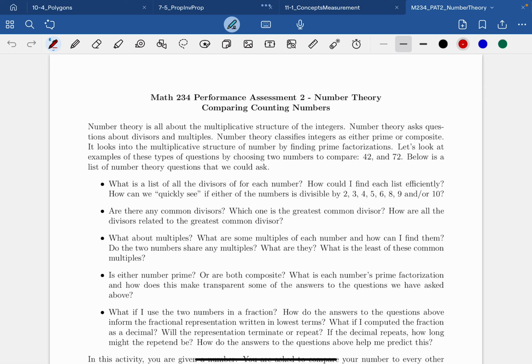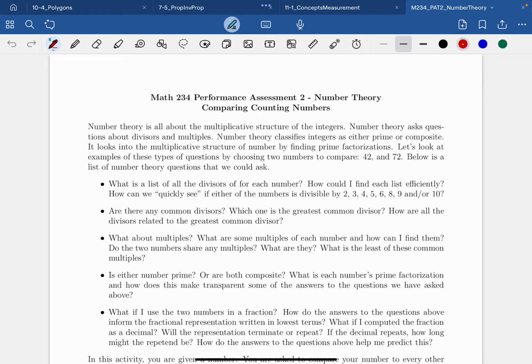Let's look at some examples of these types of questions by choosing two numbers. Let's compare 42 and 72. And below might be a list of number theory questions we could ask. So what's the list of all the divisors for each number? How could I find each list efficiently? How can we quickly see if either of the numbers is divisible by 2, 3, 4, 5, 6, 8, 9, or 10? Are there any common divisors? Which one is the greatest common divisor? How are all the divisors related to the greatest common divisor?